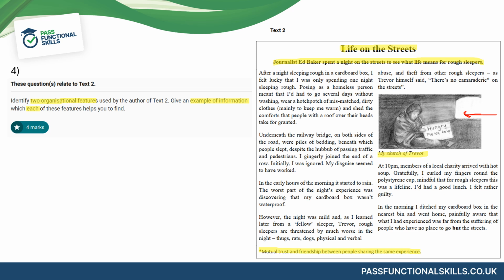And then for our next 2 marks, we need to give an example of information for each of those features that we've chosen. So when the question asks you for an example of information, they're wanting you to pull directly from the text. So if we take the heading, for example, well, we can use our knowledge of organisational features to know that the heading summarises what the text is going to be about, and the heading here tells us life on the streets. So if we put those two things together, the example of information it gives us is that the heading tells us that the whole text is going to be about life on the streets.